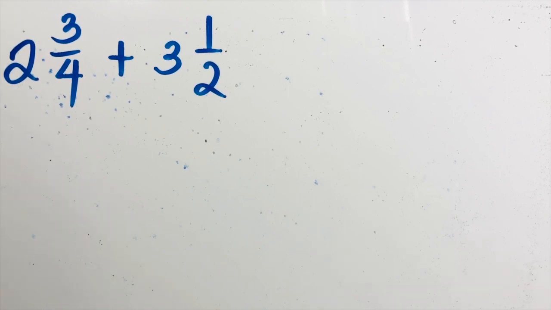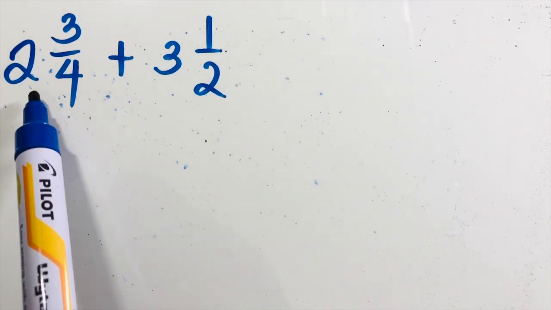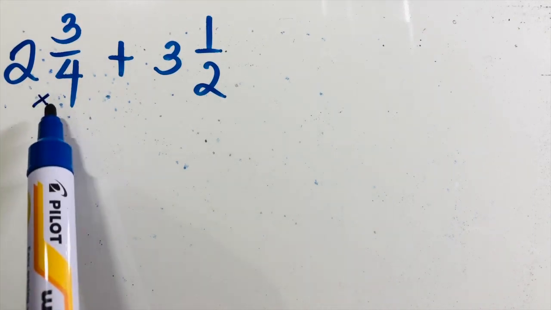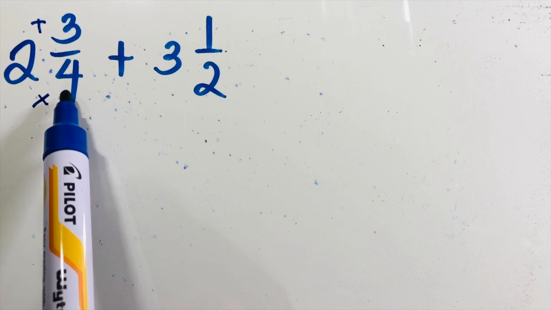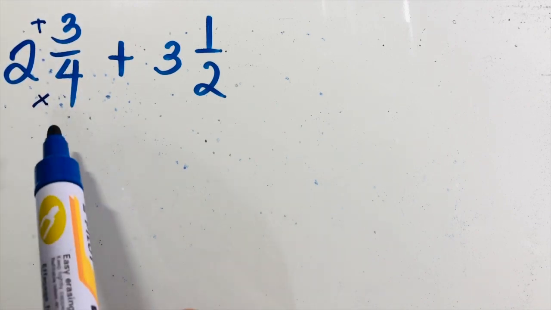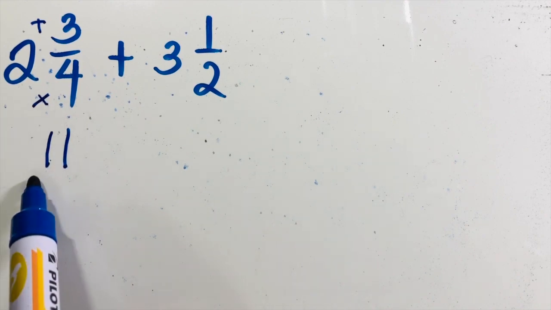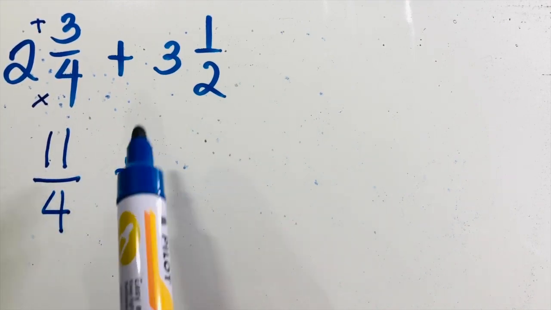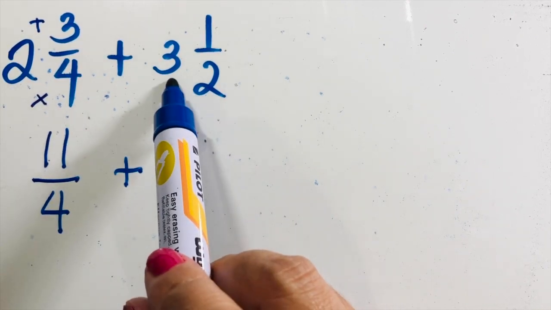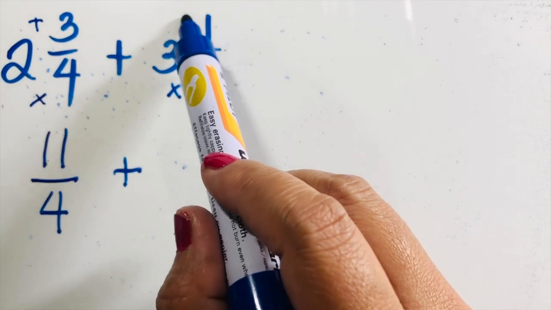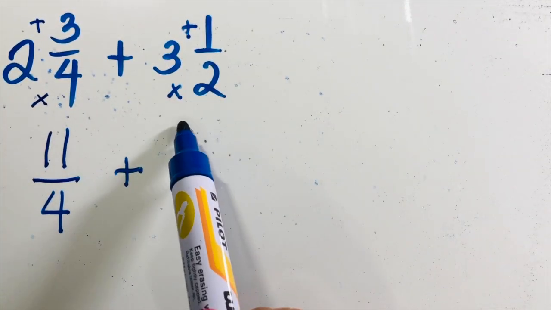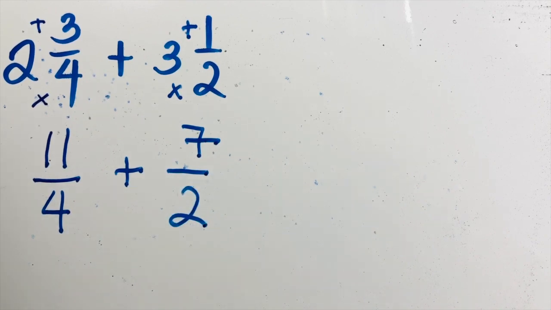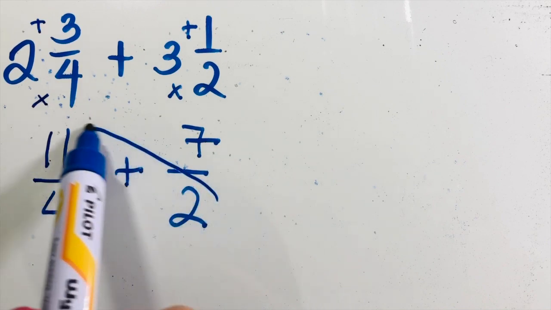The first thing that you need to do is to convert the mixed number into an improper fraction. First, multiply 4 and 2, and that is 8. Add 3. 8 plus 3 is equal to 11. Then, copy the denominator. Same thing with the other mixed number: 2 times 3 is equal to 6, plus 1 is equal to 7. So 7, copy the denominator, and once you convert the mixed numbers to improper fractions, you can now follow the same steps.